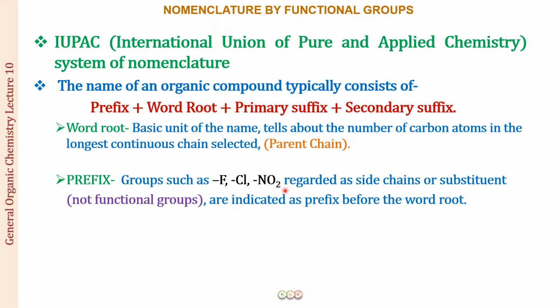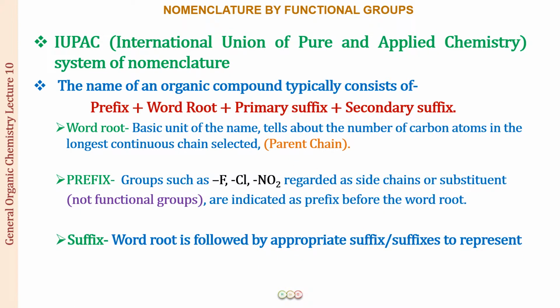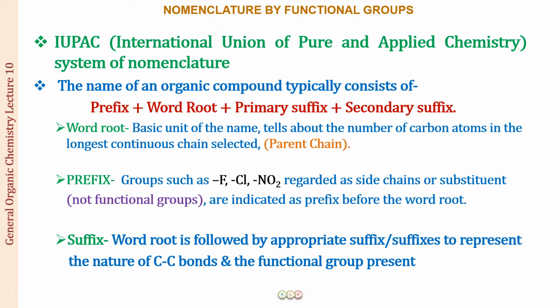Okay. The next thing is that the name of the organic compound consists of the suffix. Now the suffix follows the word root, and we have the primary suffix and the secondary suffix. So what do they tell us? The primary suffix gives us the nature of the carbon-carbon bonds, whether single bonds, double bonds, or triple bonds. This we have already learned.